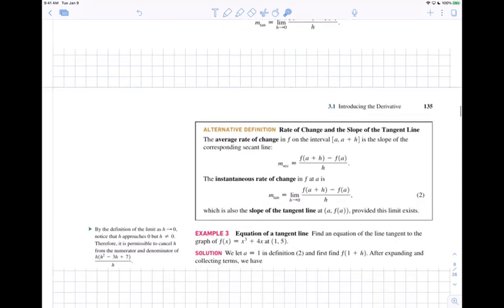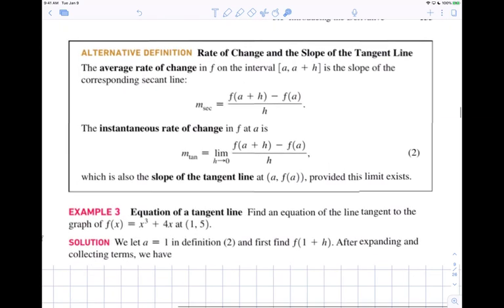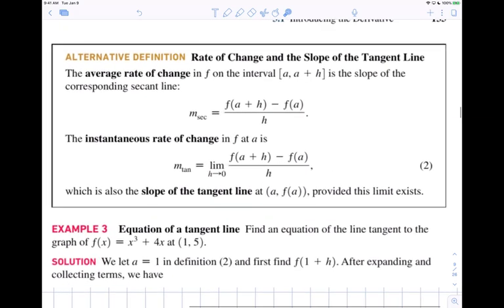So let's look at this one. The average rate of change on the interval a to a plus some change h is going to be f of a plus h minus f of a, over h. This is called the difference quotient. We mentioned this in college algebra, and we actually worked a few examples like this. The instantaneous rate of change of f at a is the limit as that change goes to 0 of that same function.